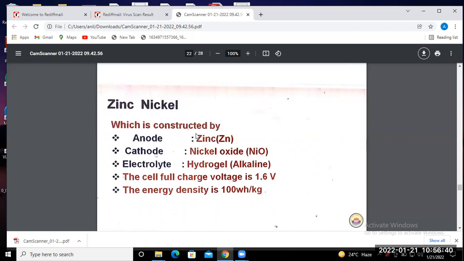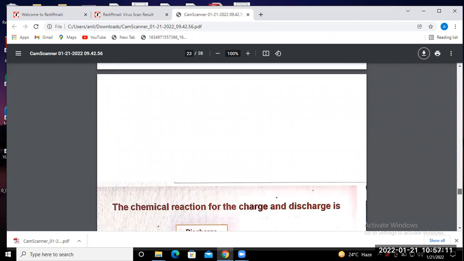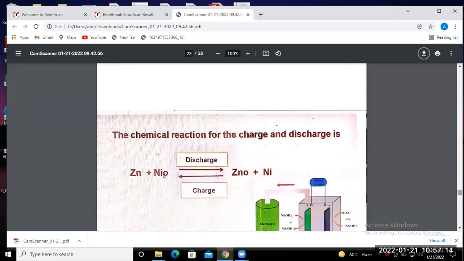So you must remember the specific materials for zinc nickel, zinc silver, and sodium sulfur, along with the charge voltage level and the energy density also. You have to keep in mind all these parameters for the various types of battery we discuss here. So this is all about the batteries and the chemical reactions for charge and discharge, including the zinc nickel battery.